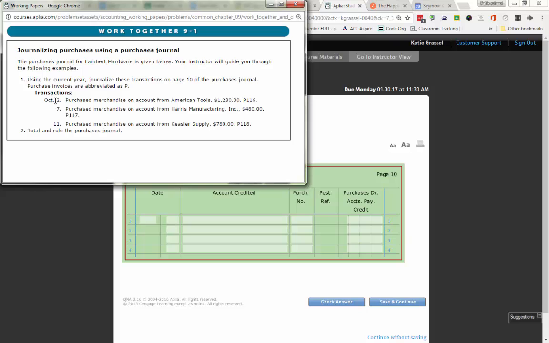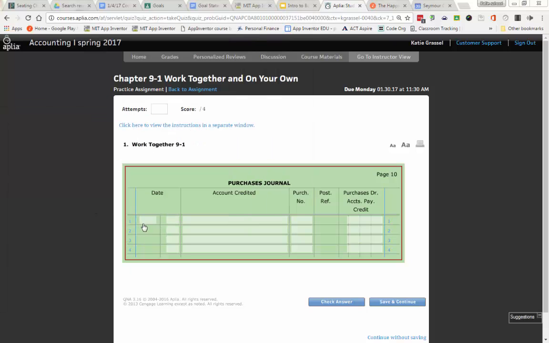We have the date of October 2nd, so we're going to go ahead and put the month of October in here. The date is the 2nd. The transaction reads, purchased merchandise on account from American Tools, $1,230, P116. Again, when we see the phrase in a transaction, purchased merchandise on account, that means we are buying items that we're going to turn around and sell to our customers. It's much different than if I was going to buy paper that I was going to put in my printer.